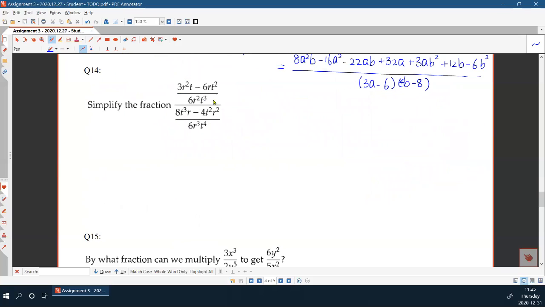Simplify the fraction. A ratio is divided by another ratio. Here we need to use this knowledge: A over B divided by C over D is actually A over B times D over C.